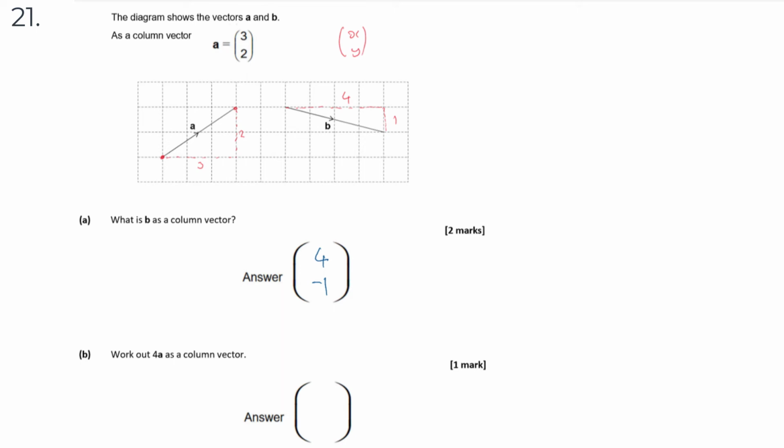Right, and then it says work out the value of 4a as a column vector. Well, 4a is going to be equal to 4 lots of 3, 2. And when you've got a scalar like this on the outside of a column vector, you end up multiplying it by each of the numbers inside. So 4 times 3 gives you 12, and 4 times 2 gives you 8. So my final vector is going to be 12, 8. So 12 there and 8 there.